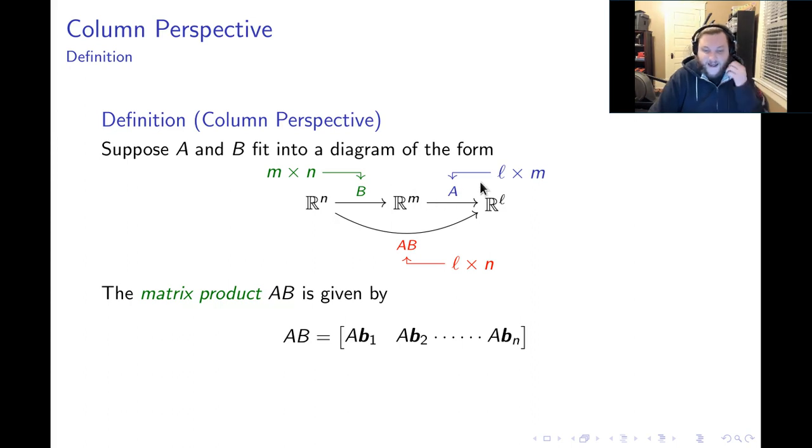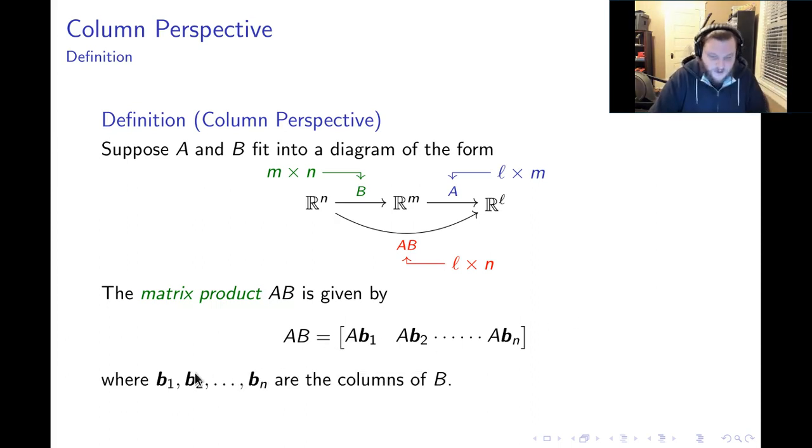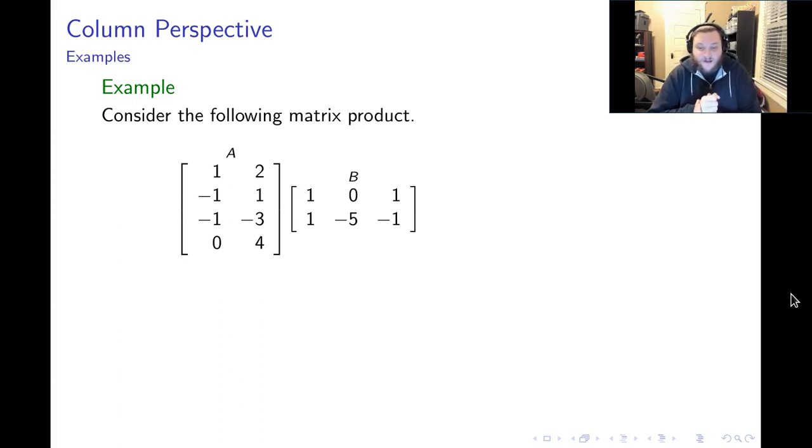So since A is an L by M matrix, and since B is an M by N matrix, each column of B is a vector in R^M, which means we can multiply every single column of B by the matrix A, and we produce a new vector that lives in R^L. So we list each column of B, we multiply A by each of those columns, and we store all of the new vectors in the columns of a new matrix. So this is, of course, where all these vectors B1, B2 up to Bn are the columns of B. Great. Okay, so let's see how this works in practice.